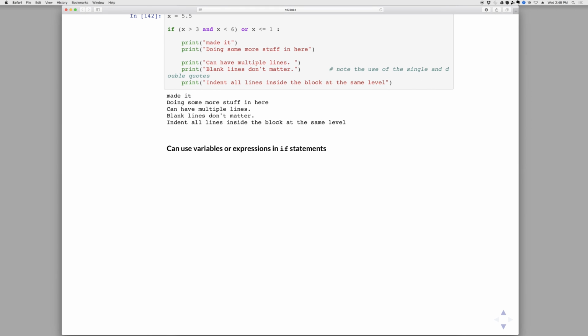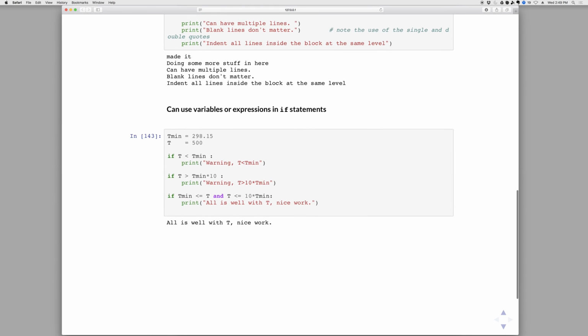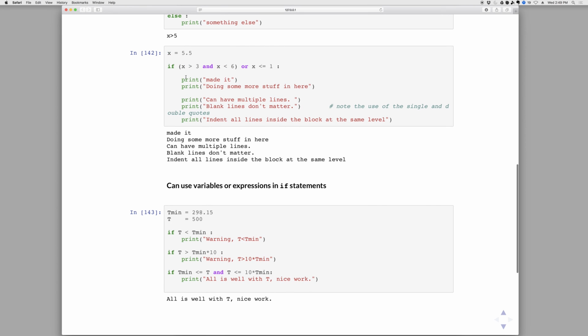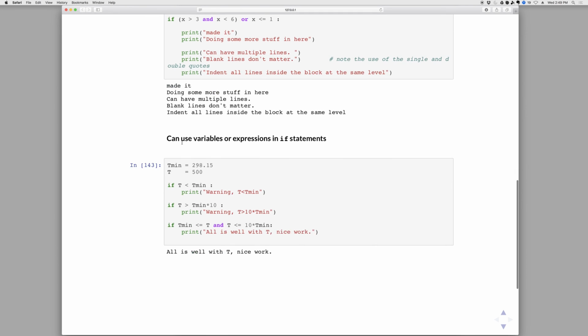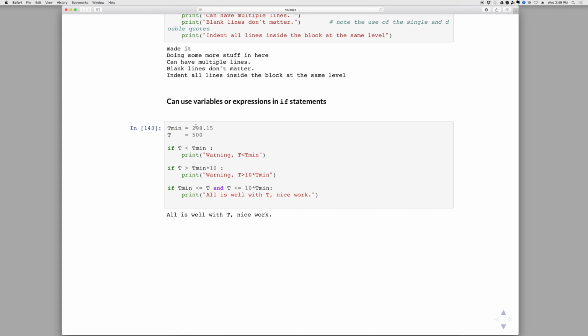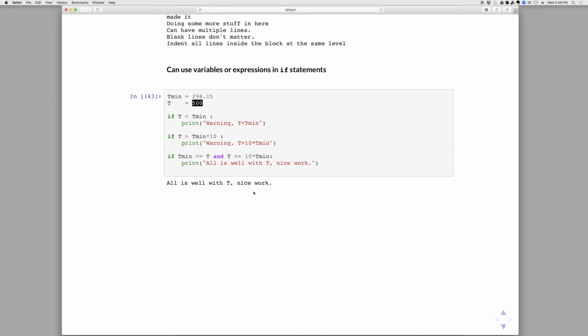We can use variables or expressions in if statements. So before we were saying x greater than 3, we can compare variables directly. So if t min is 298.15 and t is 500, we can compare t less than t min, t greater than t min times 10, and in this case t min less than or equal to t and t less than or equal to 10 times t min as examples.